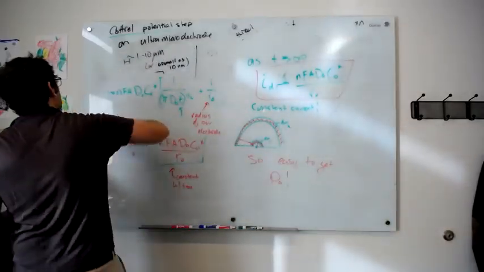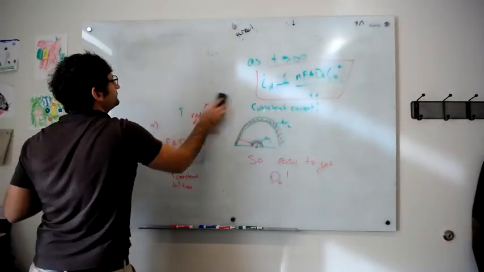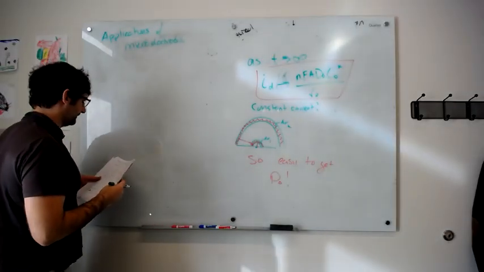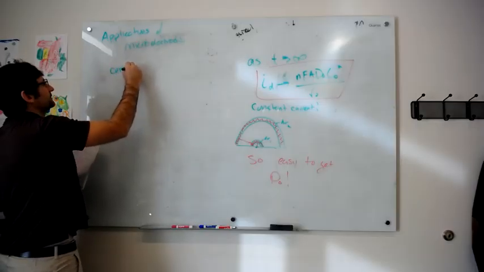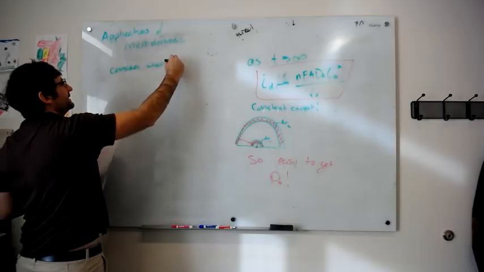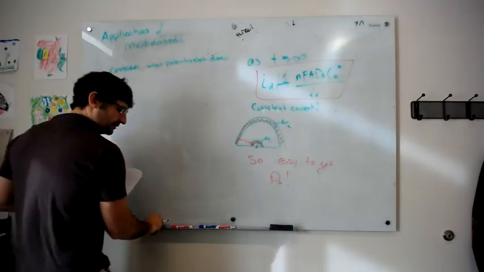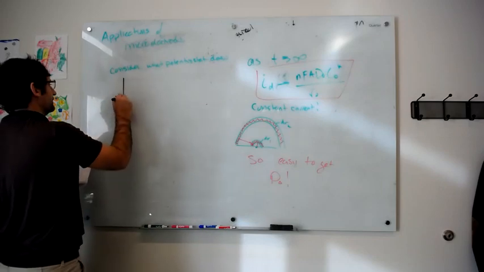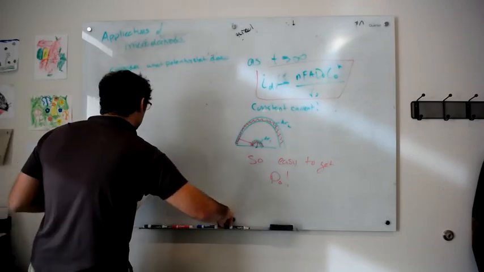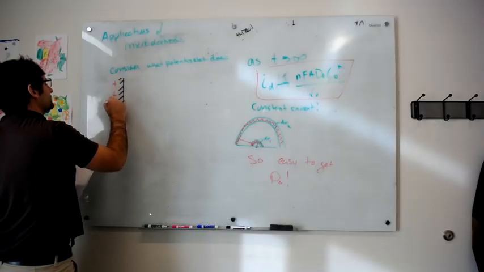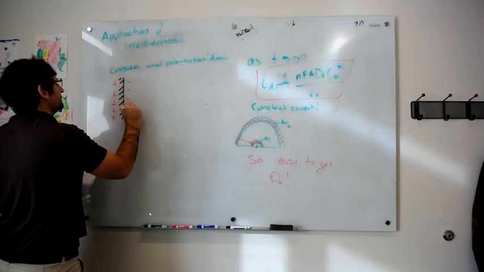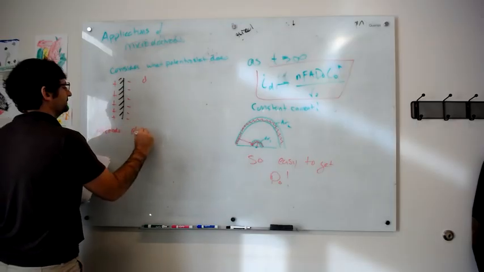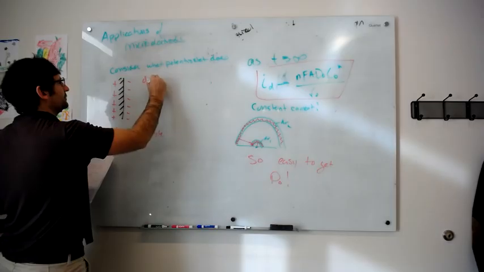So let's think about some applications of these microelectrodes. Let's consider what a potentiostat does. If I have an electrode, here's the surface of the electrode, and I apply a potential, say a positive potential. This is the electrode, this is the electrolyte. I set up a double layer.